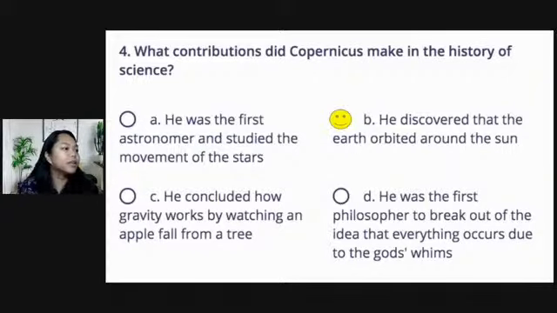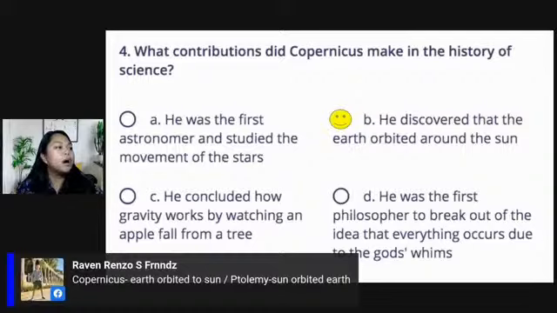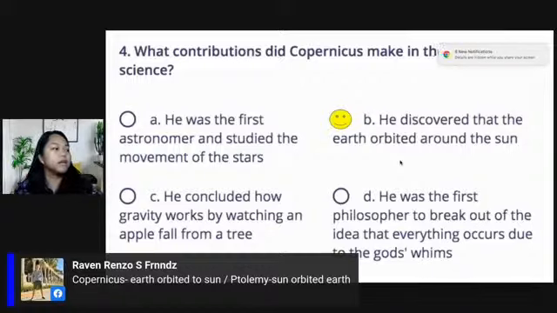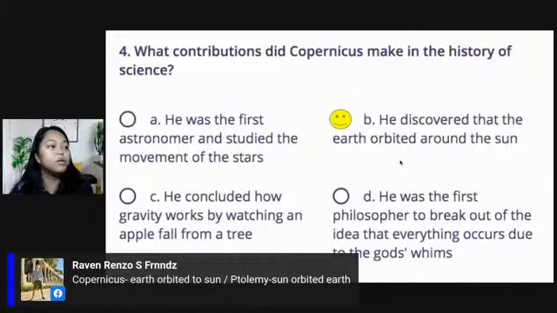Oy, ayun. Nauna na pala si Sir Raven. Ayan, tama yan. Copernicus, Earth orbited the sun. So, si Copernicus ay heliocentric theory. Si Ptolemy would be geocentric theory. Okay, so tama po yan. Copernicus, heliocentric theory, and Ptolemy ay for your geocentric theory. So those are the differences.